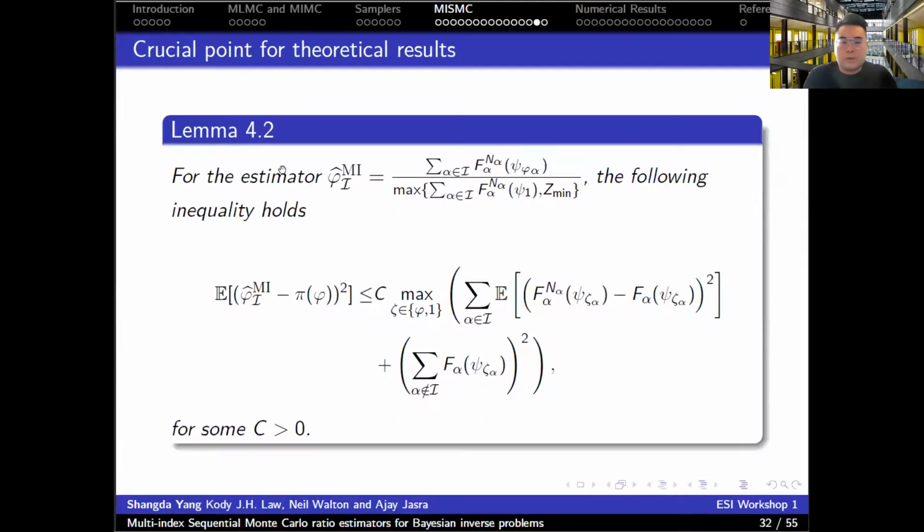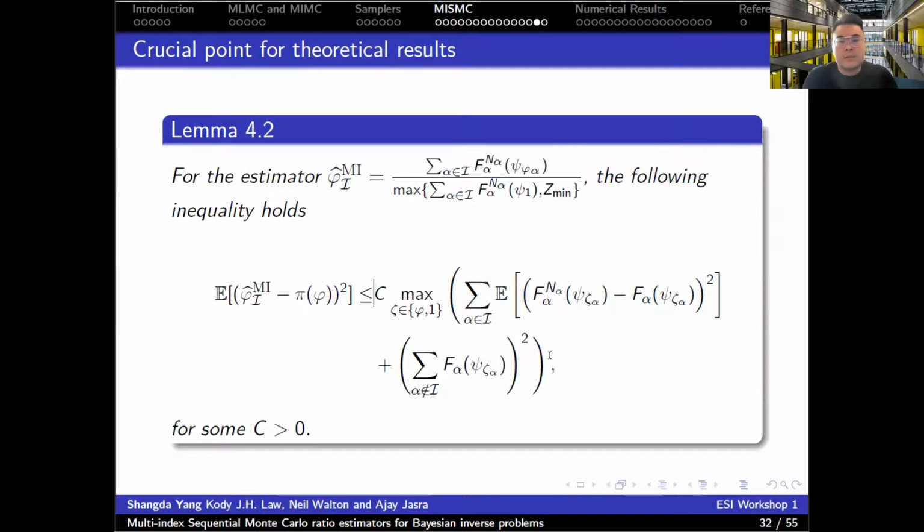Let me show you Lemma 4.2, which is the reason why we have the theoretical result. For the ratio estimators, we have the following inequality. We can bound this MSE by the summation of two terms. The maximum is among the target quantity of interest and the normalizing constant. So we can split this mean square error into two terms.